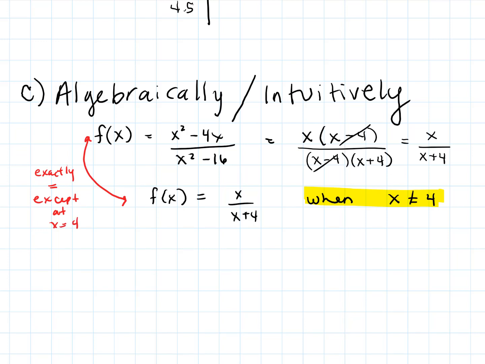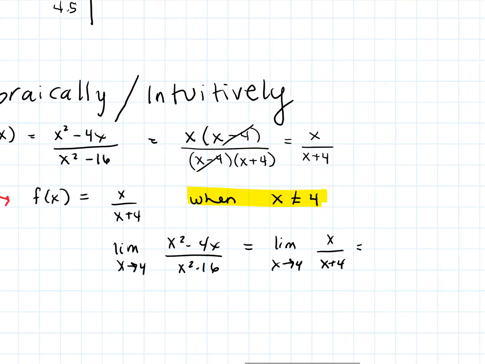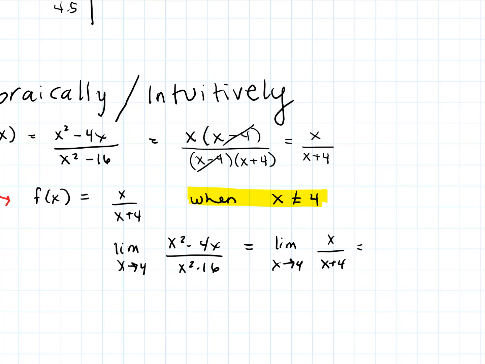So when we consider the limit, and we take the limit of x squared minus 4x over x squared minus 16 as we're approaching 4, that's actually going to be the same as looking at the limit as x approaches 4 of x over x plus 4. And if we think about what happens right here, as x approaches 4, the numerator is going to approach 4, and the denominator is going to approach 8, and this is going to be 1/2.